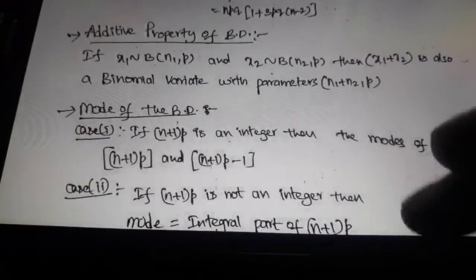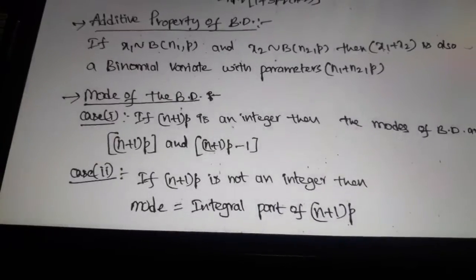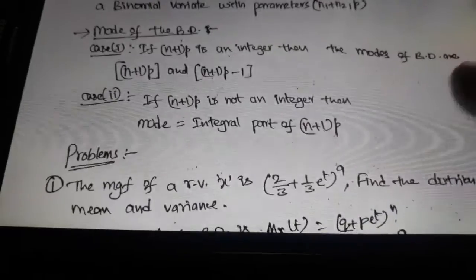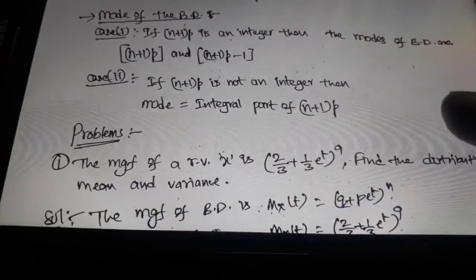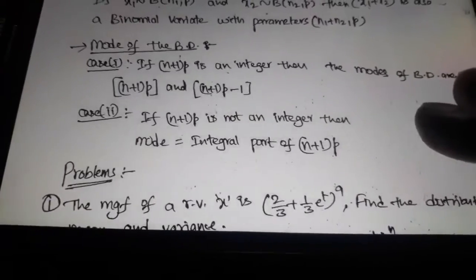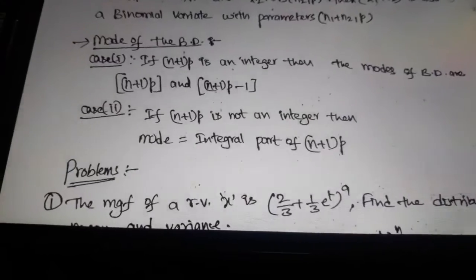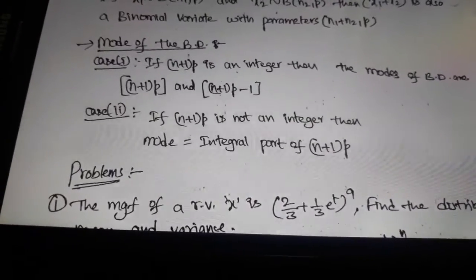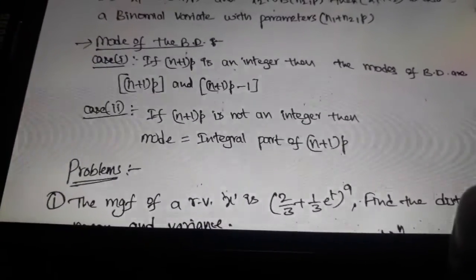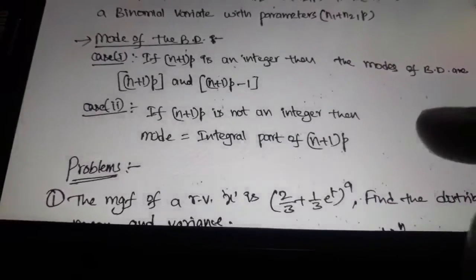Then the additive property of the binomial distribution. If x1 and x2 are two binomial variates with different parameters, then x1 plus x2 is also a binomial variate with parameters n1 plus n2 comma p. The mode of the binomial distribution is also considered, based on n plus 1 into p. If it is an integer, that value and the value before it are called the modes. If it is not an integer, the integral part of n plus 1 into p is called the mode.